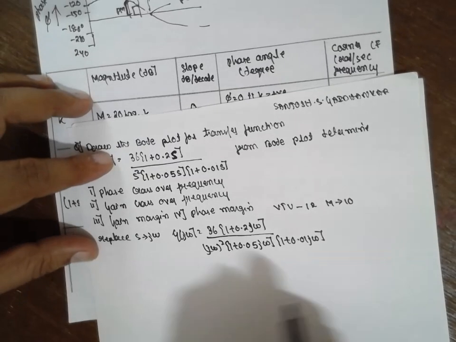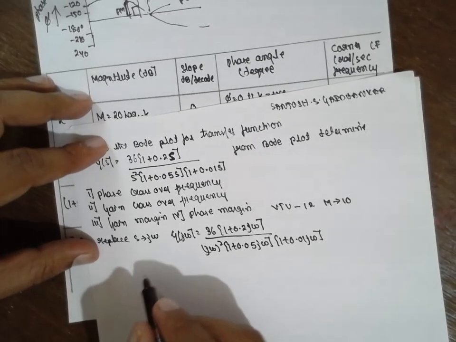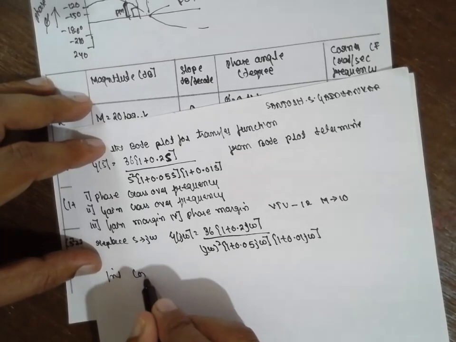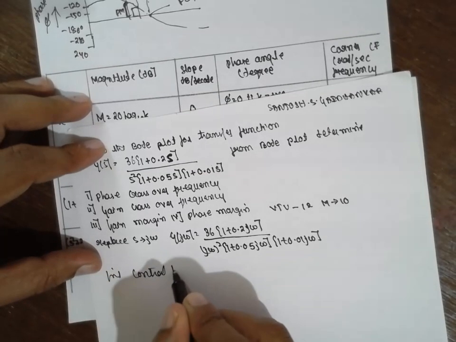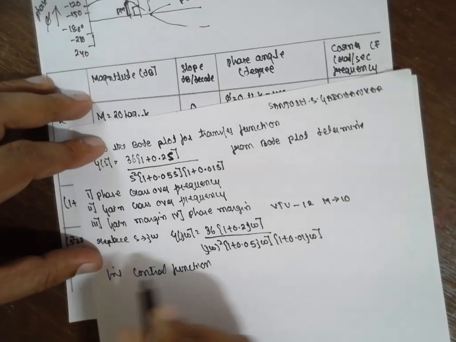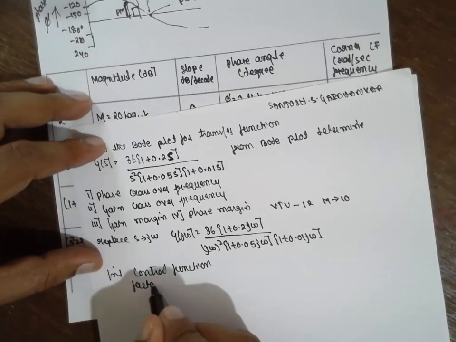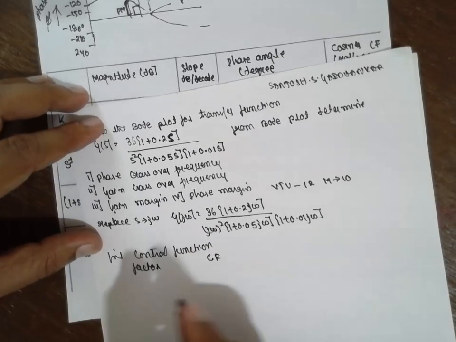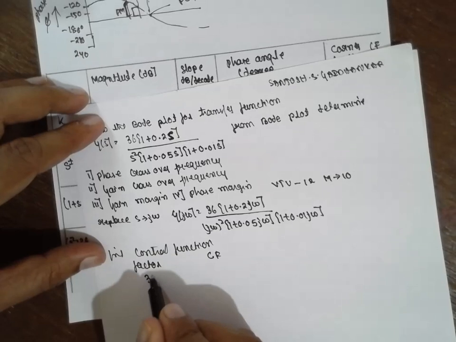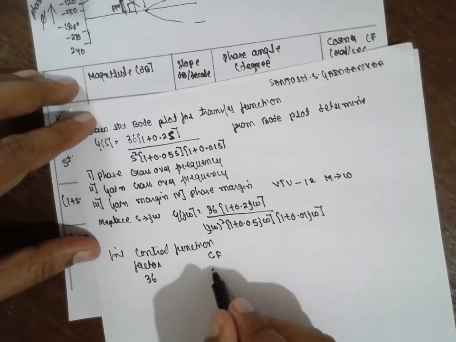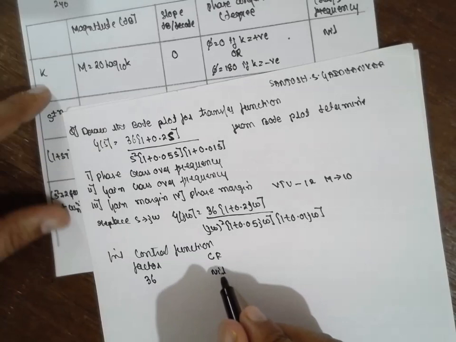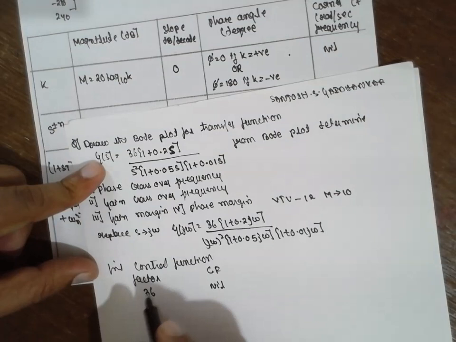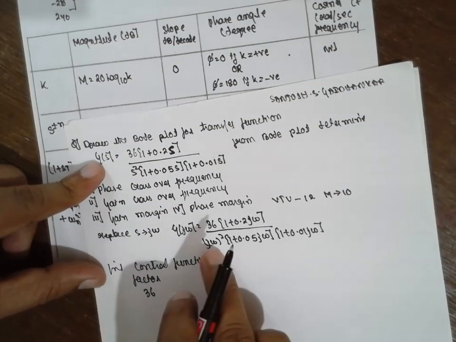Next I will go for finding the corner frequencies. This is the CF, that is, the corner frequency, for each factor. For 36, it will be nil. For 36, it will be nil. The corner frequency will be nil for a constant.